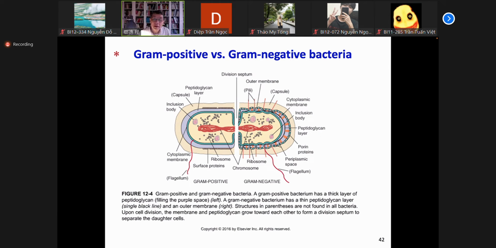Okay, now let's first talk about the cell wall structure. That is the structure outside of the plasma membrane. This is an important area, difficult to understand. This is a schematic diagram of the two kinds of bacteria, that is, gram-positive and gram-negative ones. On the left side is the gram-positive one.